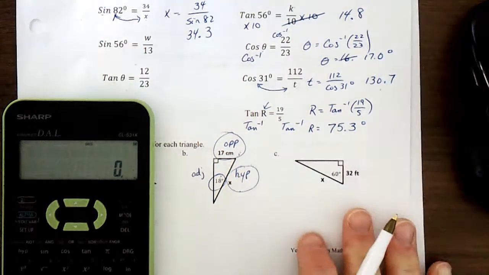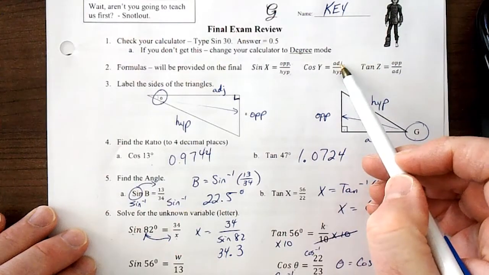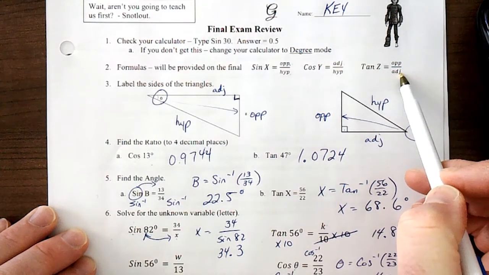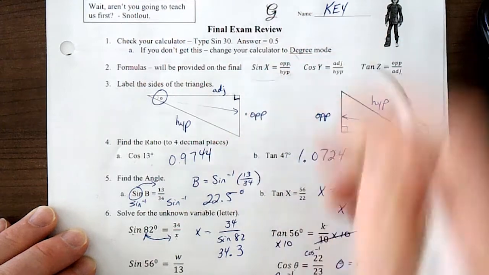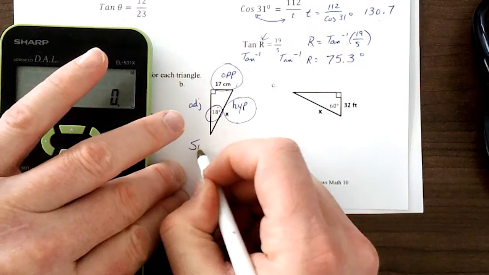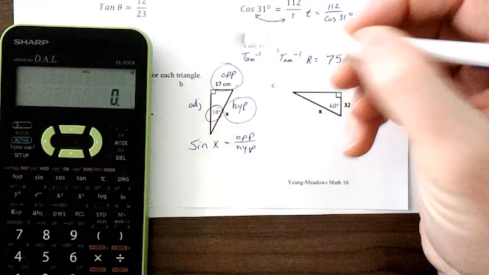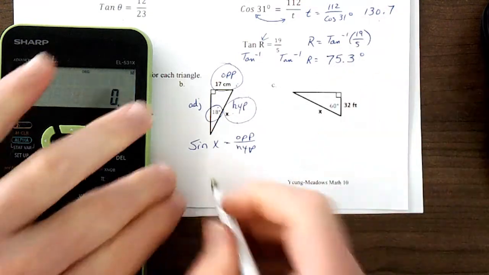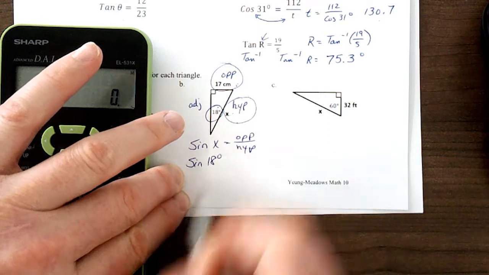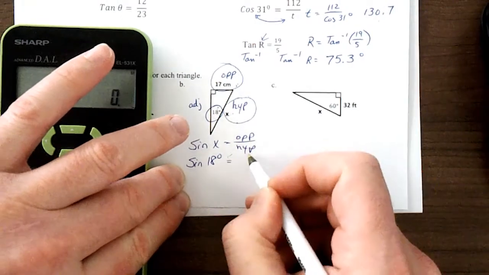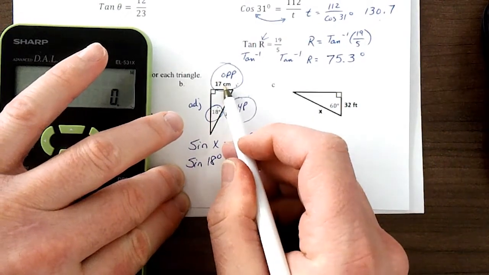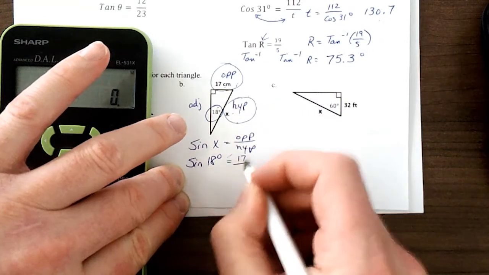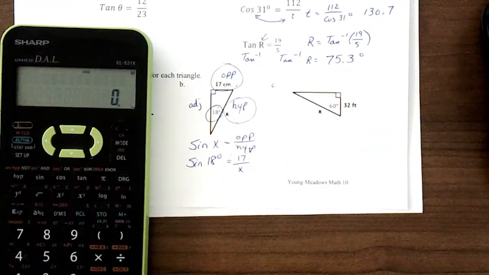If I go back up, this one is adjacent, doesn't work. This one adjacent, doesn't work. The only one is sine. Start with the formula. Replace all three things, the x, 17, and 18 degrees. The angle always goes with the sine. The sides are in the fraction, so it's 17 on top, x on bottom. And from here we just have to solve it.